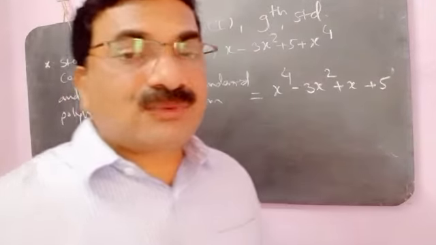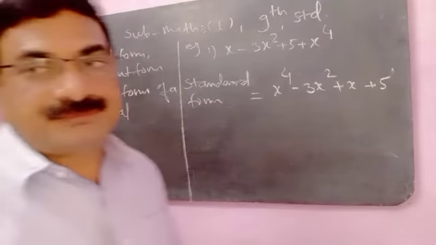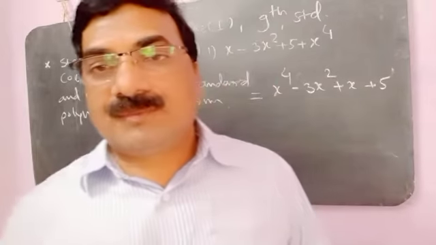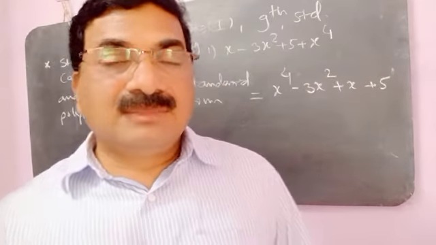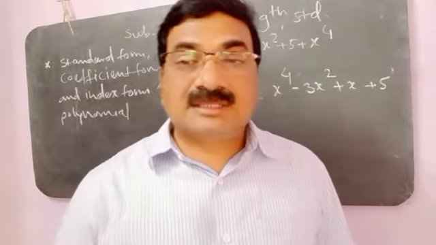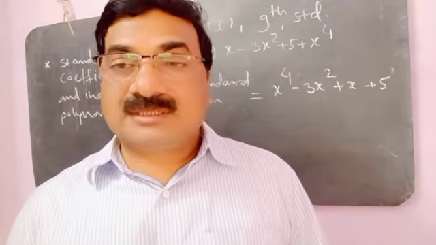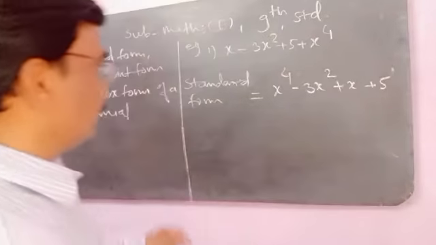Then next point is the index form of a polynomial. आता इंडेक्स फॉर्म जो आहे तो आपल्याला ज्या मिसिंग टर्म्स आहेत त्यांच्यासह include करायचा आहे. That is the missing terms. If there are some missing terms in the standard form, then those missing terms we have to add by taking their coefficient as 0. Those missing terms we have to add, and then it is the index form of a polynomial.